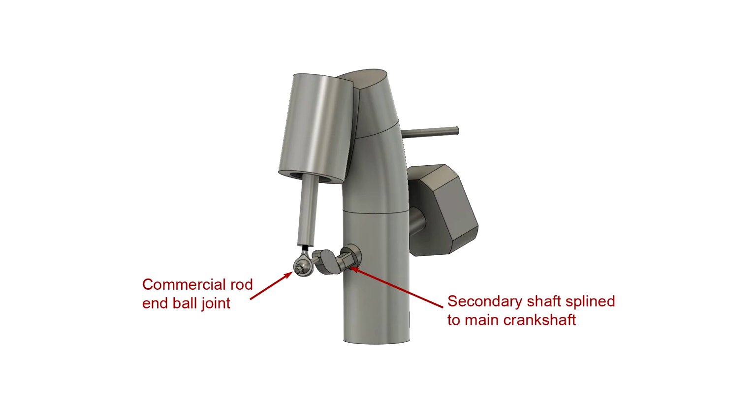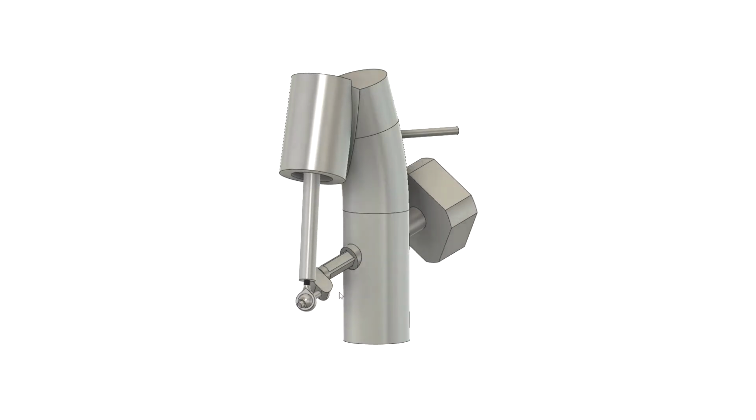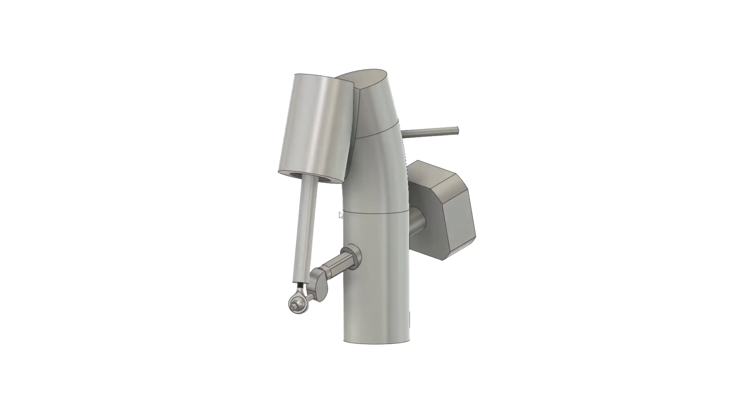So let's fix the crankshaft axially, but add a secondary crankshaft that's splined to the back portion. This model also adds a commercial ball joint rod end to replace the spherical constraint. Again, this works, but it's a little complicated, and the large moment on the spline joint would result in significant friction losses.